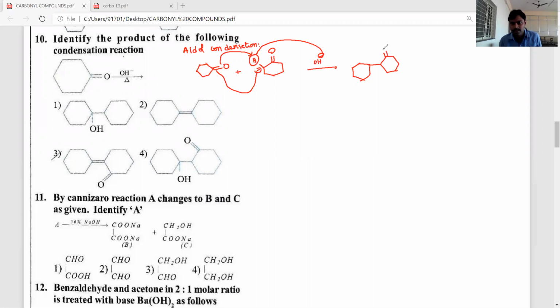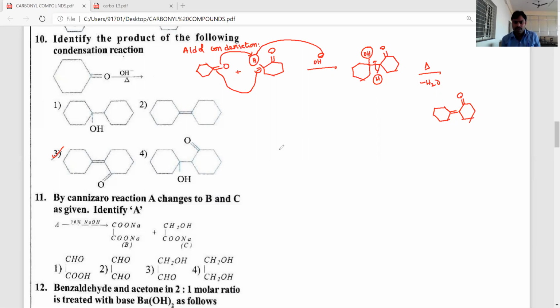Here with the C double bond O group and OH, a beta hydroxyaldehyde forms. Okay, upon heating, loss of a water molecule, then we get alpha beta unsaturated carbonyl compounds. So the product has a double bond like this. So the third option is correct.